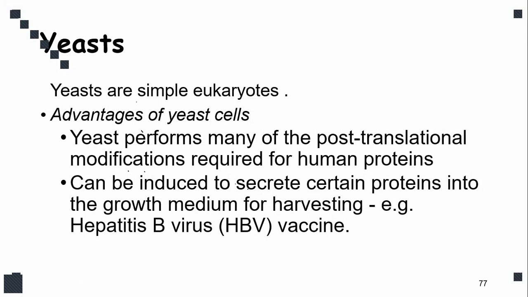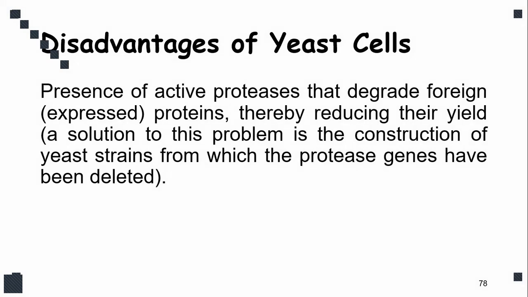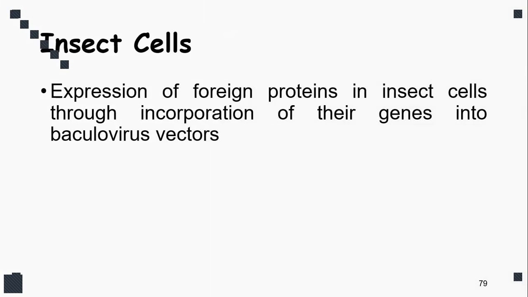Then the other set is actually the yeast. Yes, it's simple. It is eukaryotic, and the advantages are that yeast performs many of the post-translational modifications that are required for a human protein system and can be induced to secrete certain proteins into the growth media for harvesting. E.g., the hepatitis B vaccine has actually been produced this way. But we have disadvantages. Naturally, there are inactive proteases present that will degrade the foreign protein. And so we will need to find some solution to that.